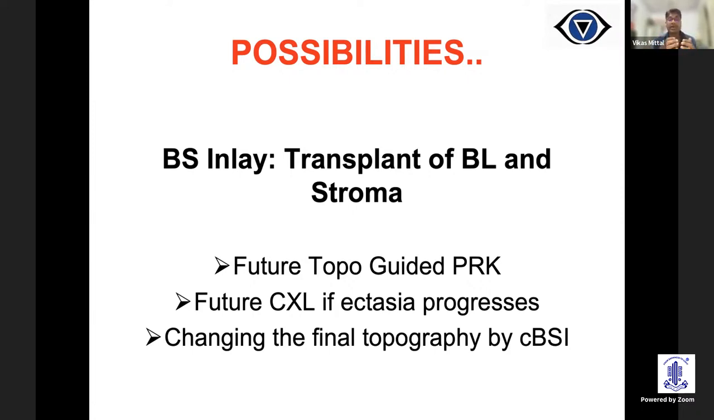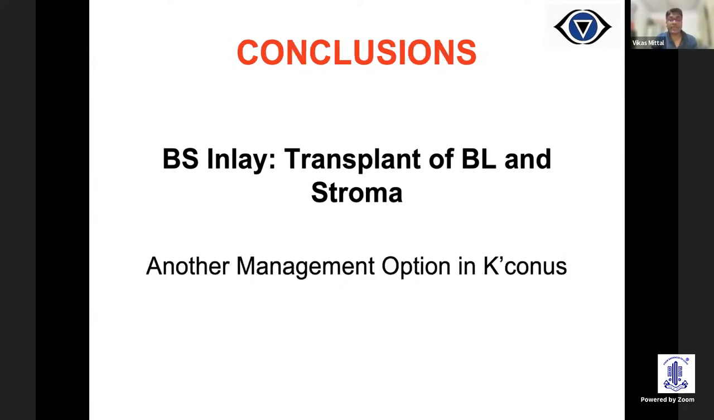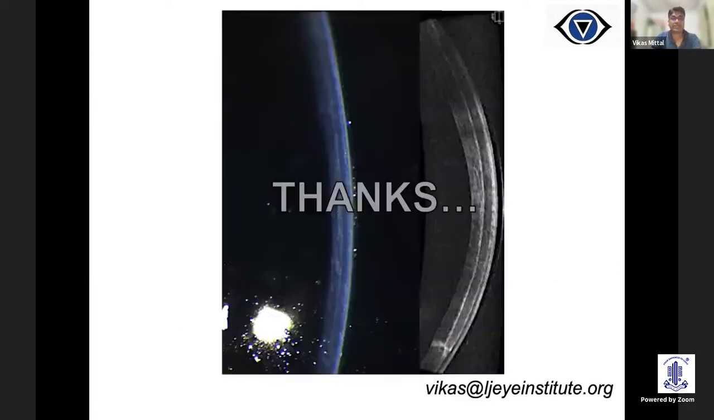Here again, I think a lot of work can be done, and we might be able to come up with some nomogram for how best we can make it very predictable. For the time being, this is another management option for cornea surgeons dealing with keratoconus, especially when the cornea is not fit for collagen cross-linking.